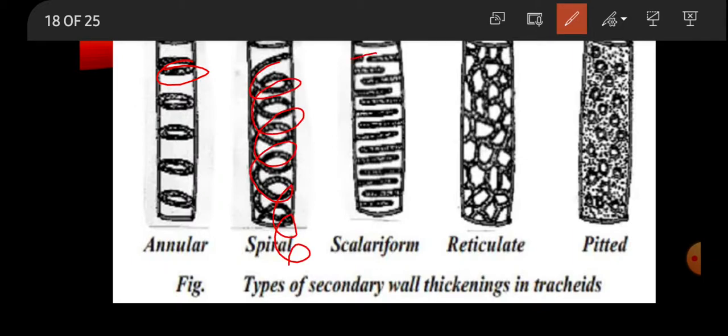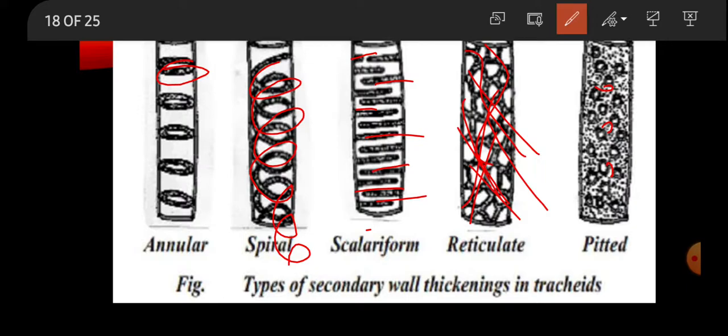Scleriform is also known as alternate thickening. In reticulate, a net-like structure is formed, and in pitted thickening, many pits are present. So these were the various types of thickenings present covering the cell cavity of vessels. Now what is a perforation plate?